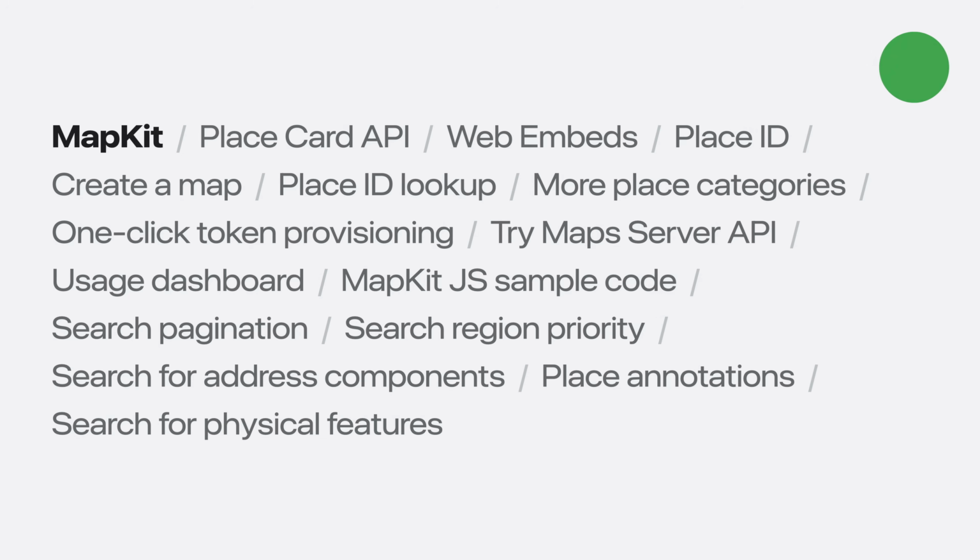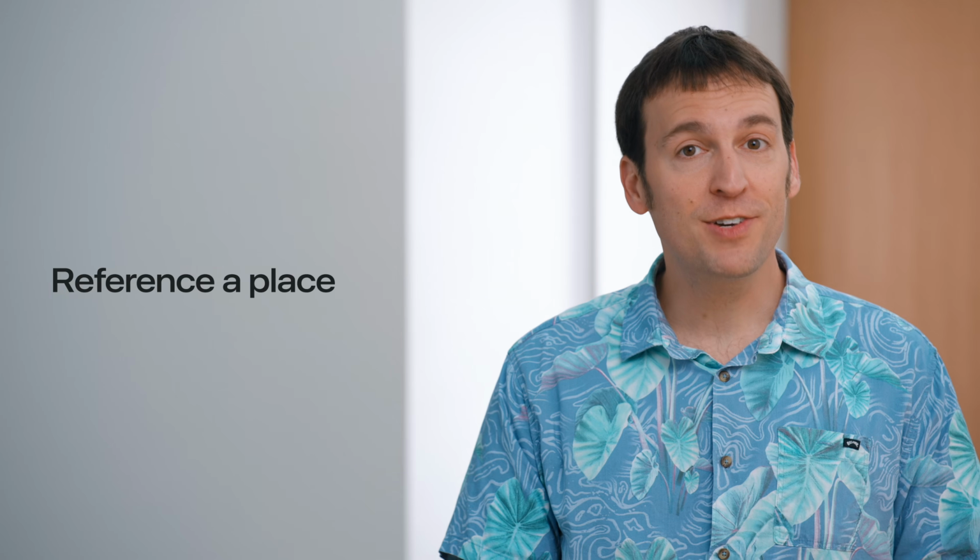We'll focus on 3 primary use cases. Specifically, we'll talk about how to reference places using an identifier, how to show details about a place in your app's UI, and how to find places effectively using enhancements to our search APIs. First up, I'll tell you about how to reference a place.